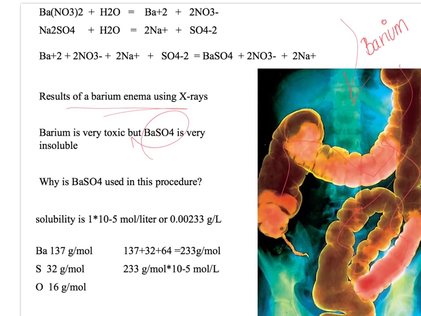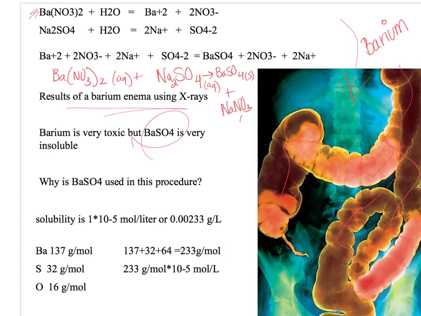What I have up at the top up here, what's going on? I've got barium nitrate, aqueous. Let's not do it plus the water; we'll talk about the water here in a second. Barium nitrate, aqueous, plus sodium sulfate makes barium sulfate solid plus sodium nitrate. And I'm not balanced here, but that's okay.